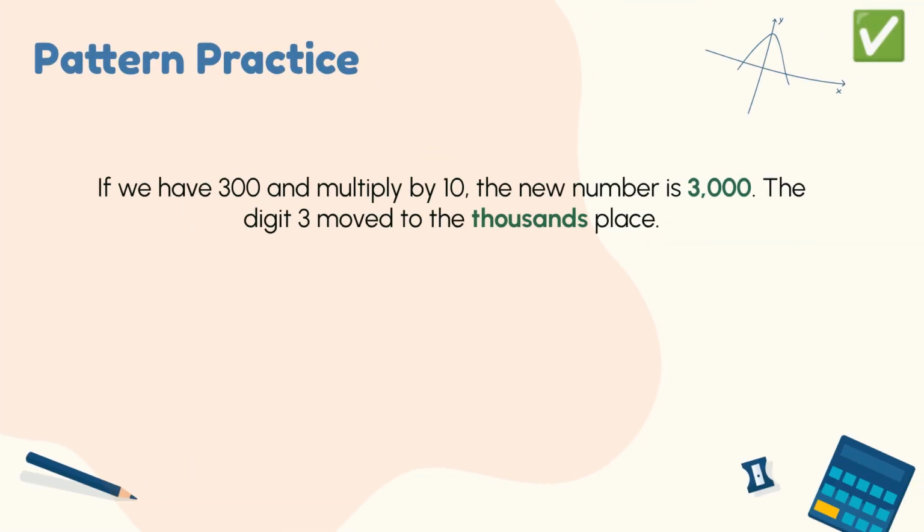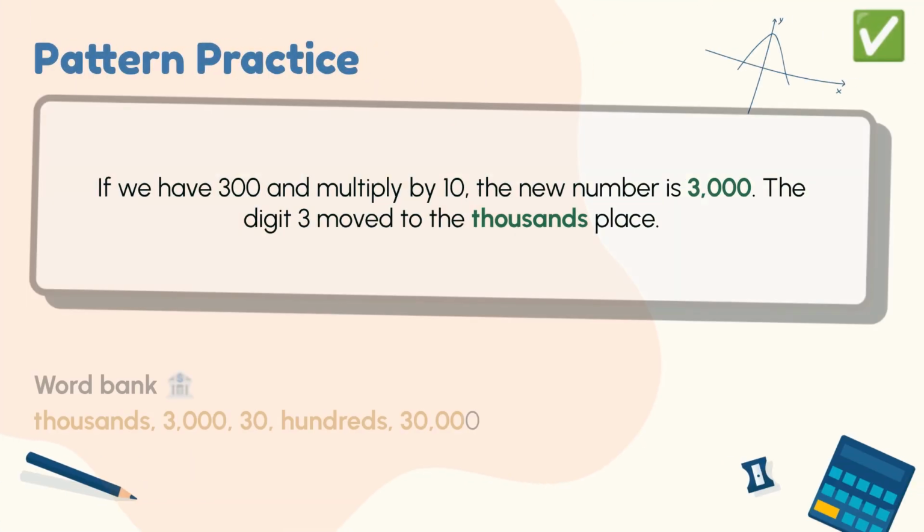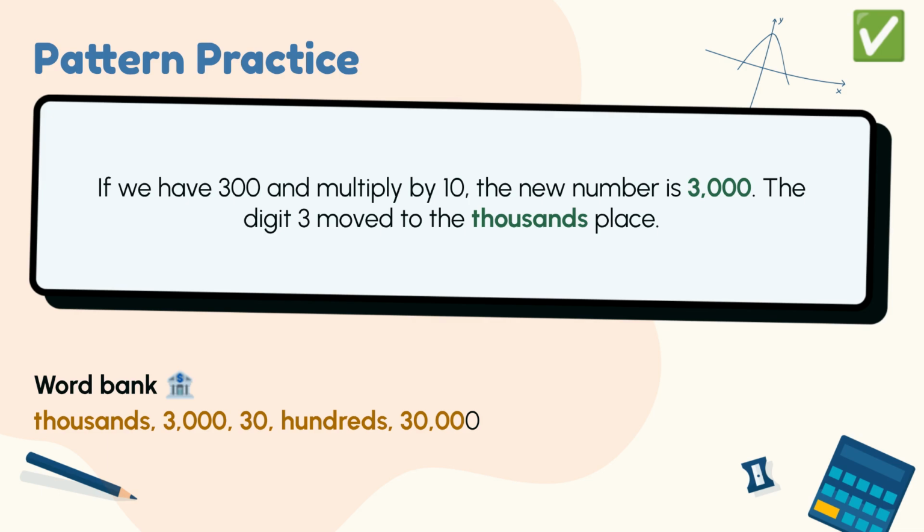If you multiply 300 by 10, the new number is 3,000. The digit 3 moved from the hundreds place to the thousands place. It's a jump of one place to the left.